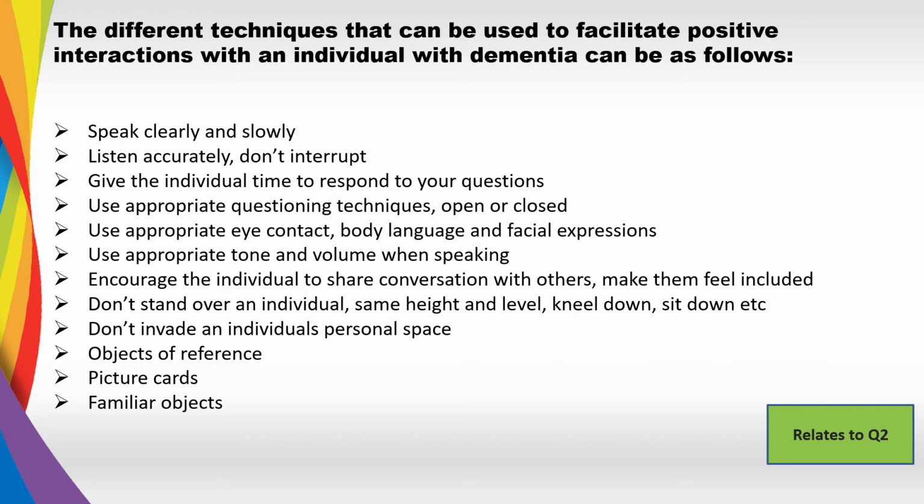Don't stand over an individual, make sure you're at the same height and level. Kneel down if you have to, sit down and get to their level. Don't invade an individual's personal space, and again, it's knowing your individual. Using objects of reference, so using an object to show what you're talking about, what you're communicating. Picture cards and familiar objects can all be used as techniques for positive interactions.